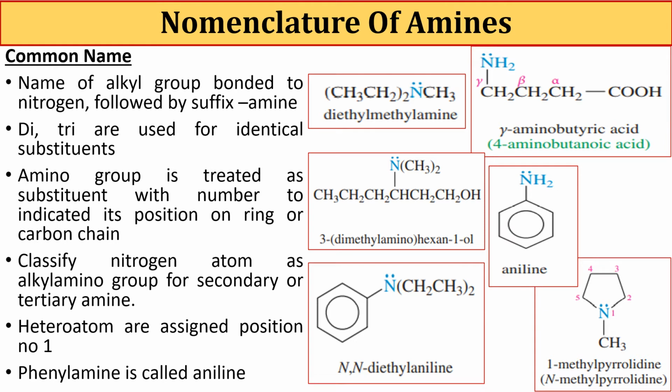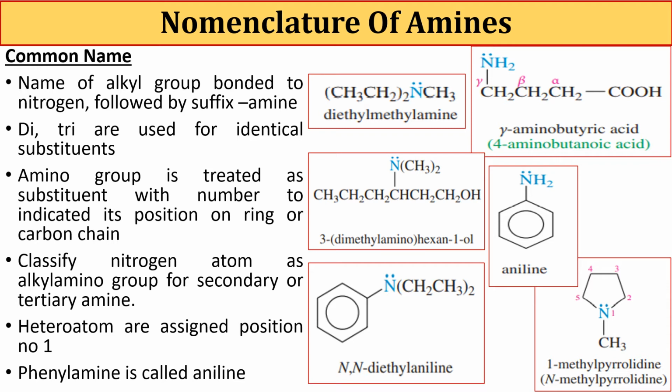Nomenclature of amines. Common names. Common names of amines are formed from the names of the alkyl groups bonded to the nitrogen followed by the suffix amine. The prefixes di, tri, and tetra are used to describe 2, 3, or 4 identical substituents. In naming amines with more complicated structures, the NH2 group is called the amino group. It is treated like any other substituent, with a number or other symbols indicating its position on the ring or carbon chain. Tertiary and secondary amines are named by treating the nitrogen atom as an alkylamino group. The largest or most complicated alkyl group is taken to be the parent molecule.